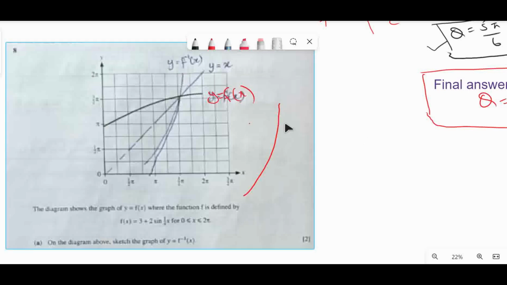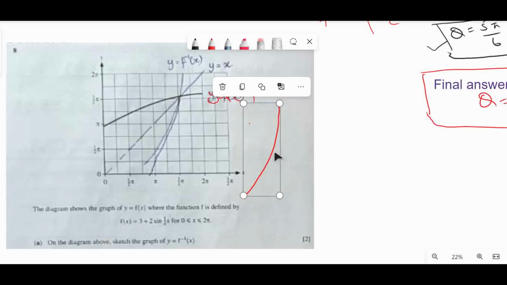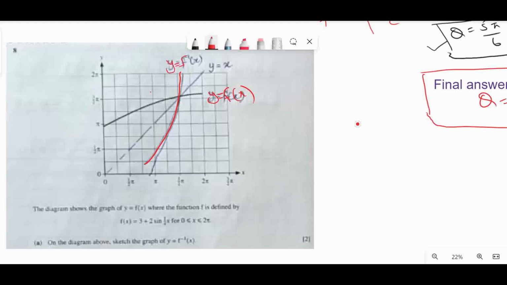So we can see that if this is the graph of y equals f of x, then this must be the graph of y equals f inverse of x. So let's write this over here: this red line will be the graph of y equals f inverse of x.